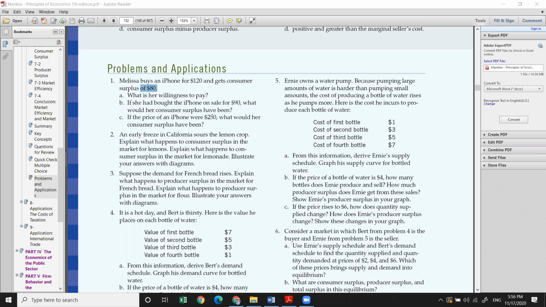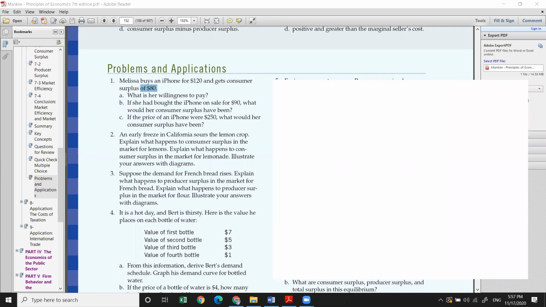Now we're moving to question 3. Question 3, I was going to skip it, but it's: suppose the demand for French bread rises, and explain what happens to the producer surplus in the market for French bread. Explain what happens to the producer surplus in the market for the flour, and illustrate your answers with a diagram. Okay, let's talk about the producer surplus. That's important as well.